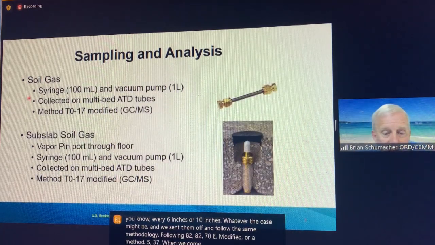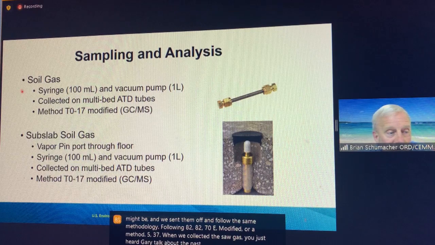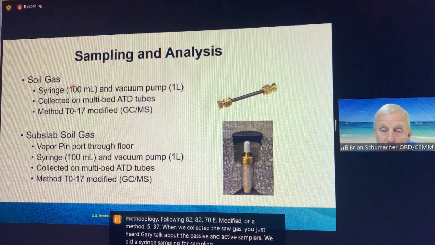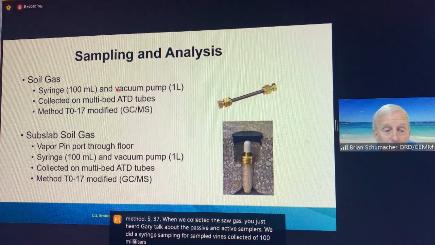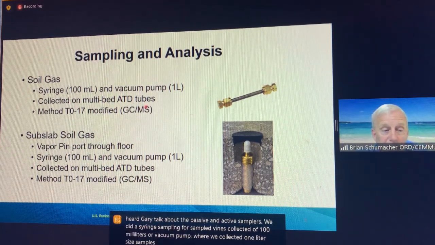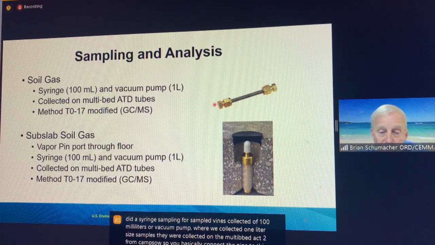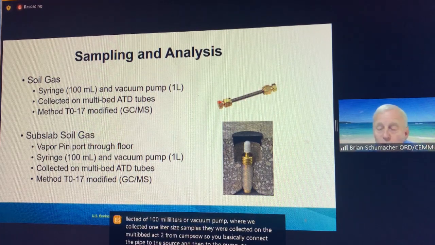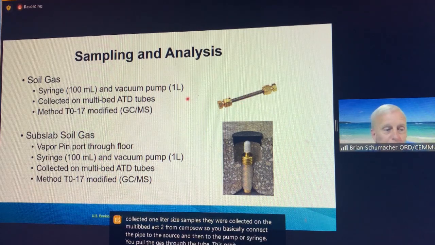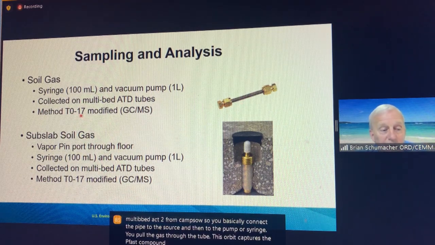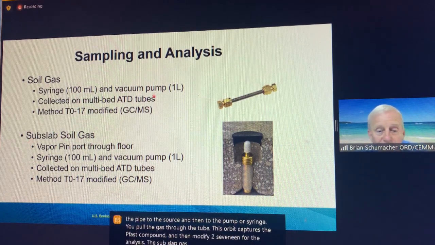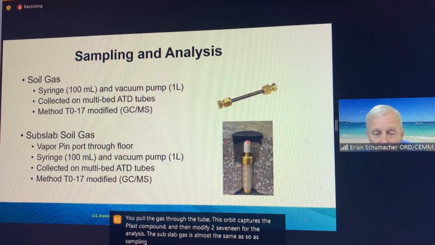When we collected the soil gas, you just heard Gary talk about the passive and active samplers. We did syringe sampling for sample volumes of 100 milliliters, or a vacuum pump where we collected 1 liter samples. They were collected on the multi-bed ATD tube from Camsco. So you basically connect the pipe to the source and then to the pump or syringe. You pull the gas through the tube, the sorbent captures the PFAS compounds, and then you use modified TO-17 for the analysis.